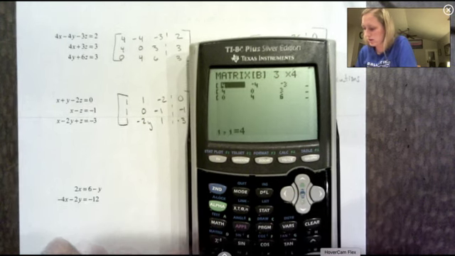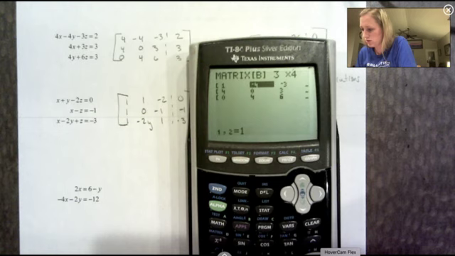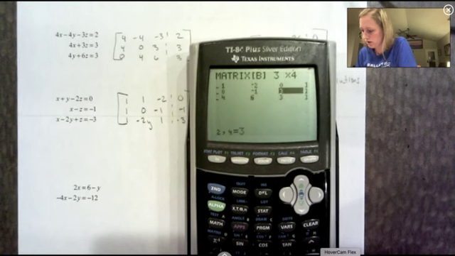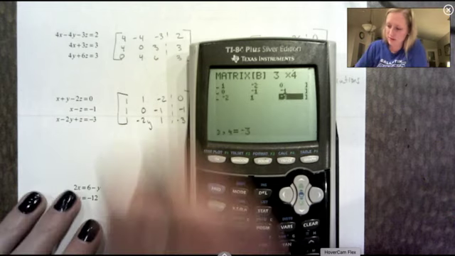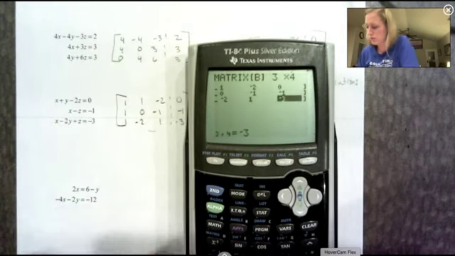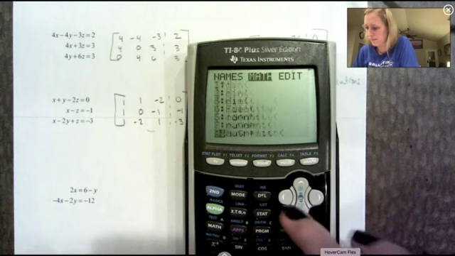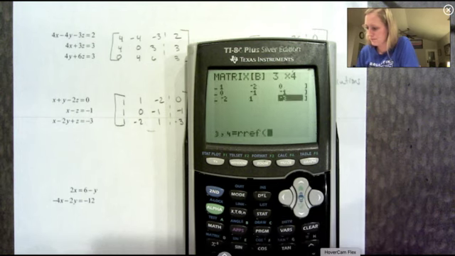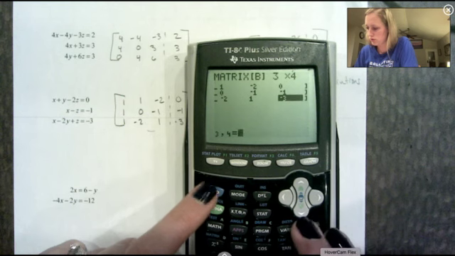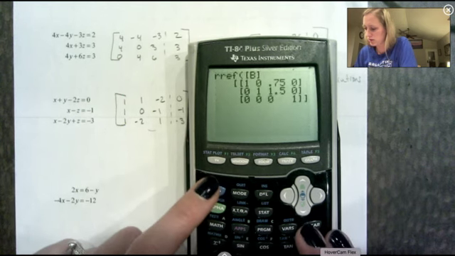All right, so we got 1, 1, -2, 0, 1, 0, -1, -1, -2. Oh, I wrote a y in there. All right, let me get rid of that. Okay, reduced row echelon form. Oh, shoot. Let's get out of there. All right, let's try that again.